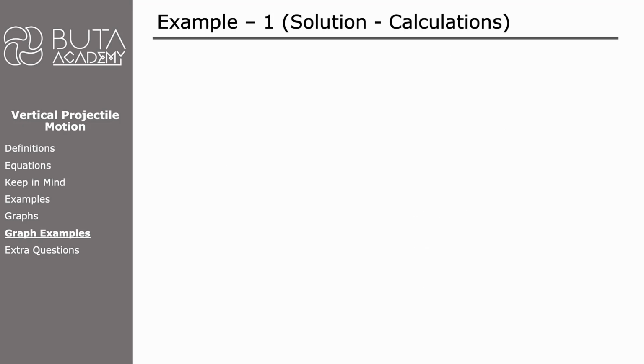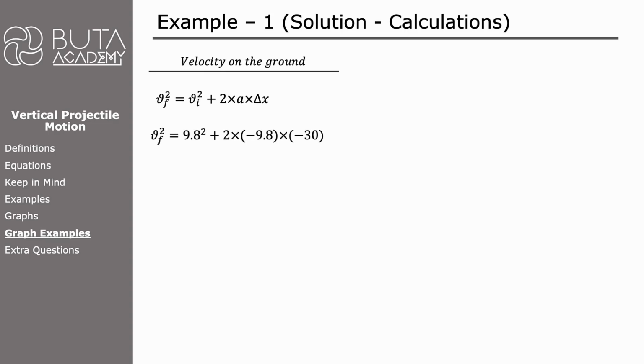The third quantity which we can calculate is the velocity at which the object will hit the ground. Once more, we can use the formula V final square is equal to V initial square plus 2 times A times delta x. This time, the final velocity is unknown. The initial velocity is 9.8 meters per second and the gravitational acceleration is minus 9.8 meters per second square. Initially, the ball is at the height of 30 meters and at the end, it is on the surface of the ground. It has displaced 30 meters downwards. Therefore, the displacement of the ball is equal to minus 30 meters.